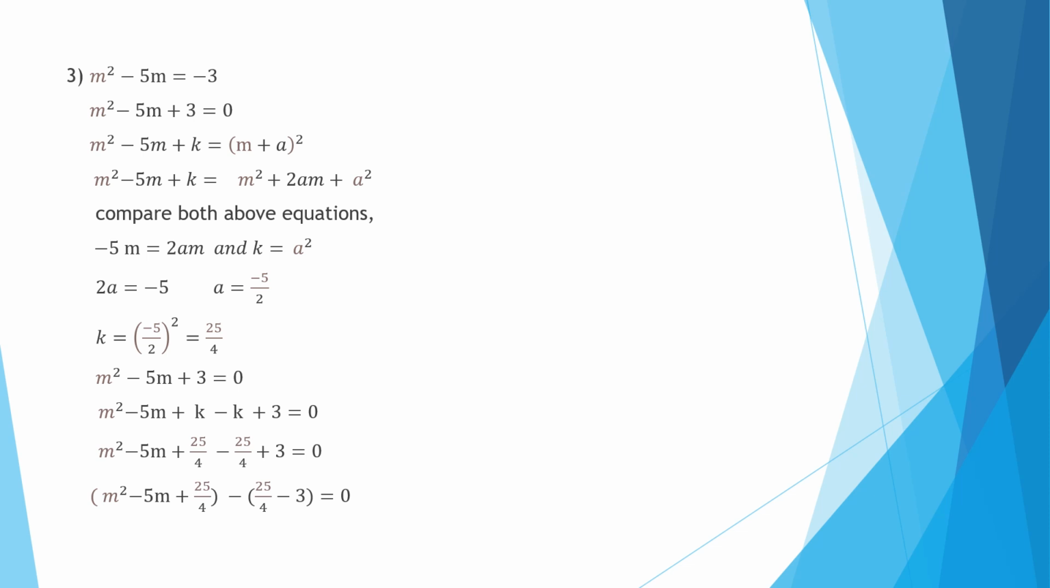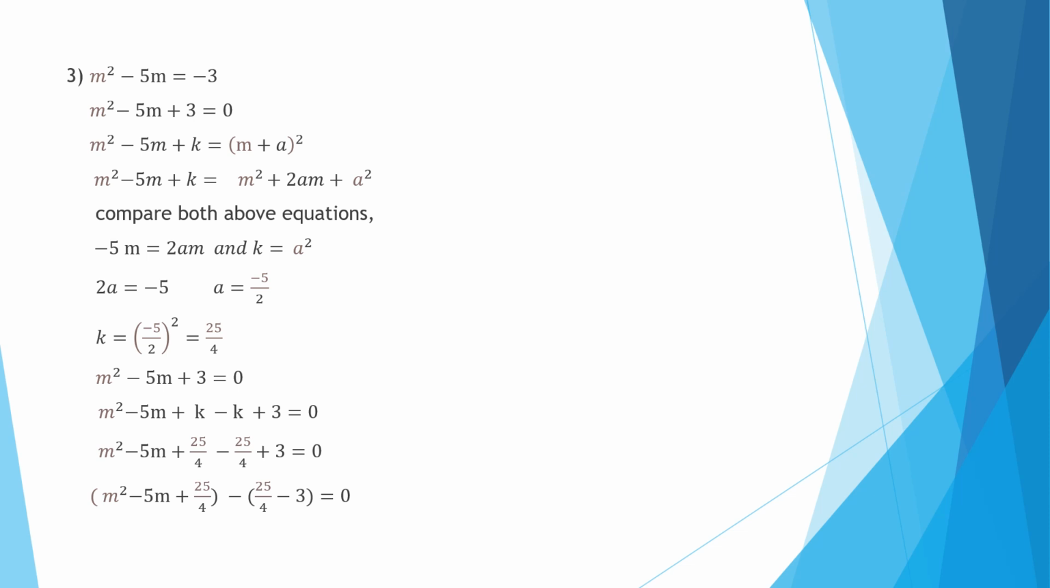Then we write the equation m² minus 5m plus 3 is equal to 0. Then in this equation, for completing the square, we add plus k and minus k. Plus k minus k cancels. So to solve by this method, we write plus k and minus k. Then we put the value of k here: m² minus 5m plus 25 by 4 minus 25 by 4 plus 3 is equal to 0.